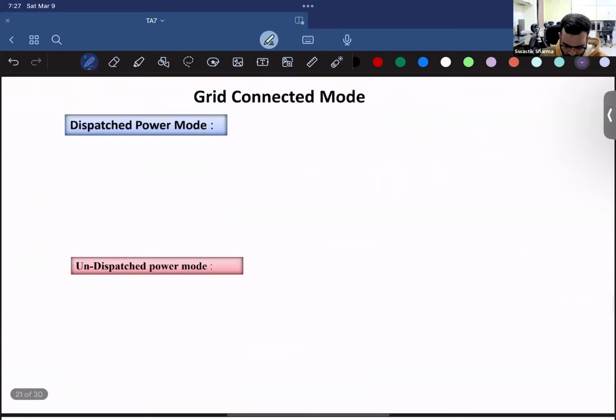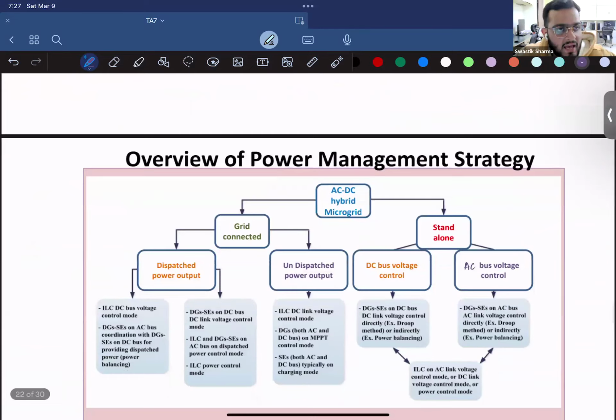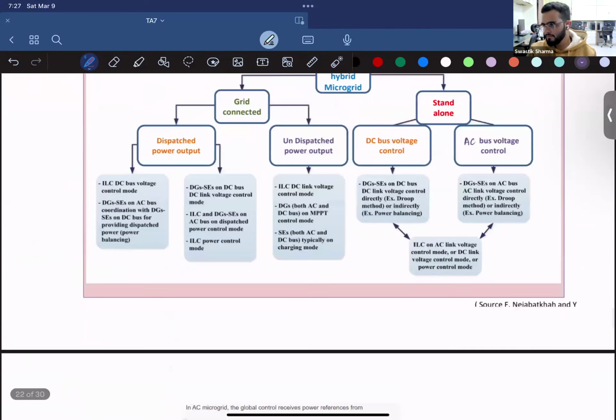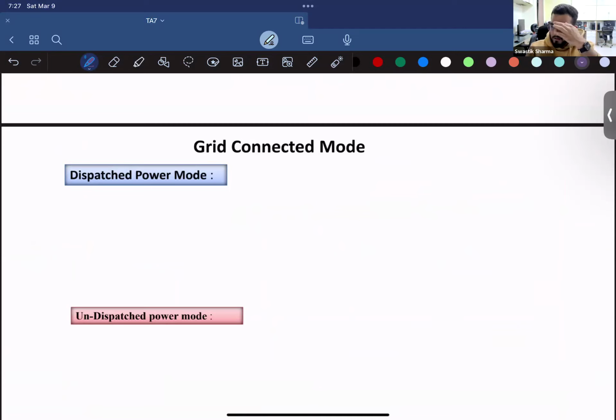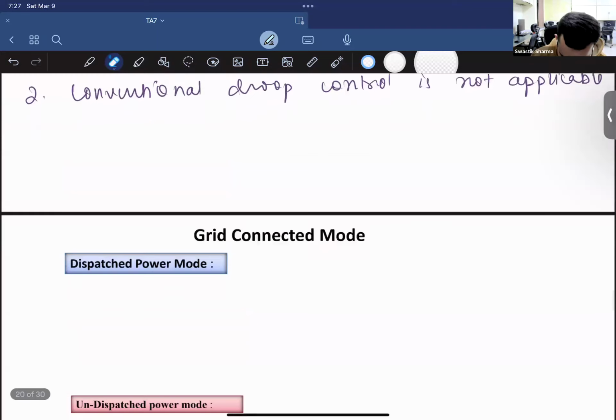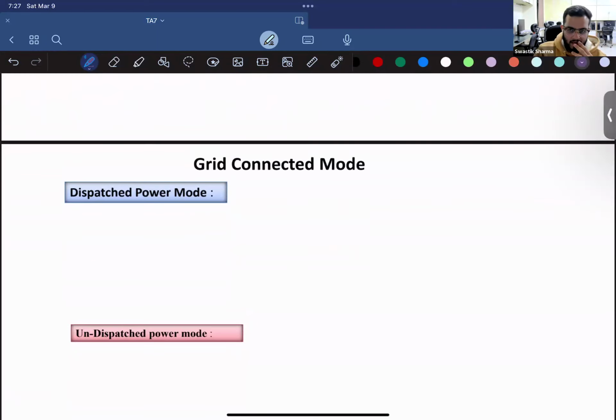So we'll discuss two strategies, and there are more that sir discussed. We'll discuss these, and then I'll give the rest to you as a sort of home assignment because we are behind our schedule. So in grid connected mode, there can be two power management strategies. One is a dispatched power mode, and the other is undispatched power mode. So in dispatched power mode, we can control the power exchange between the main grid and the microgrid from a higher hierarchical level.